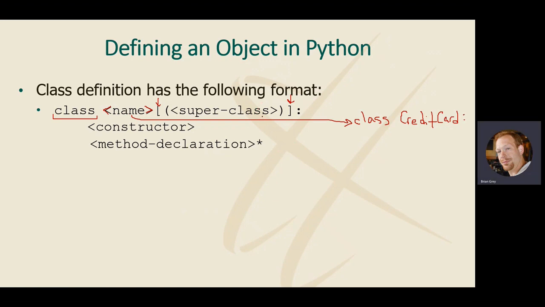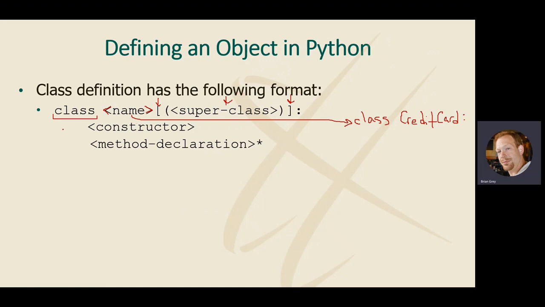Now, if we wanted to, we could add our parentheses and then the name of whatever we wanted to inherit from. And we will later on do this when we are taking a look at inheritance and how to implement that in Python. So that's what would go there. We're going to skip it because we're not inheriting from anything.